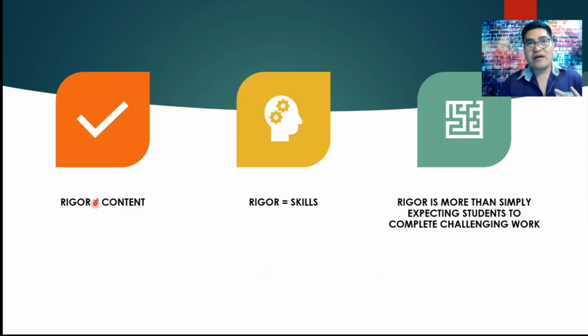Meaning, I know math is actually a complex and difficult subject for most of our kids. It's their Waterloo anyway. So, rigor is not about making the content difficult or complicated. When I say rigor, it's about building the skills of our students, building the thinking skills of our students. So rigor is more than simply expecting students to complete a challenging work. I guess you would agree with me, okay?